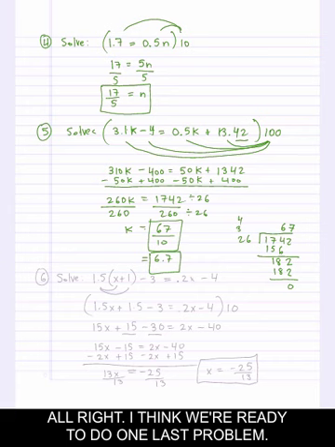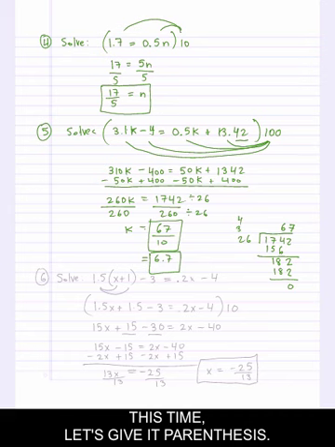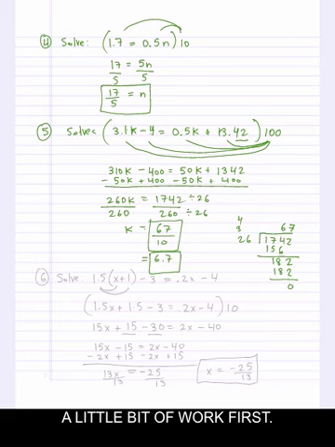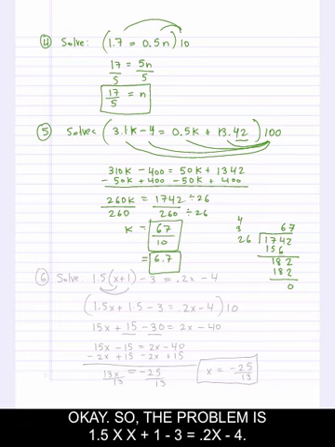Alright, I think we're ready to do one last problem. This time let's give it parentheses. Let's make this one where we have to do a little bit of work first. So the problem is 1.5 times x plus 1 minus 3 equals 0.2x minus 4.